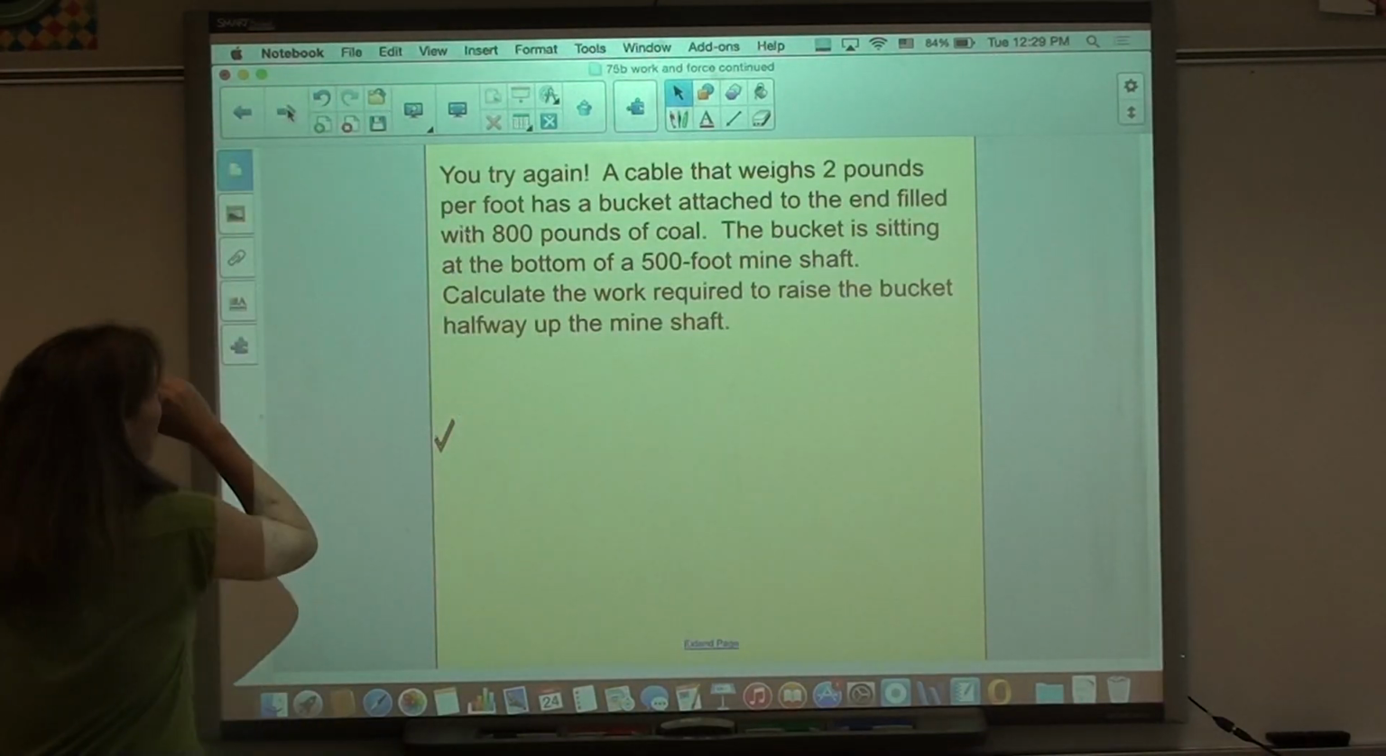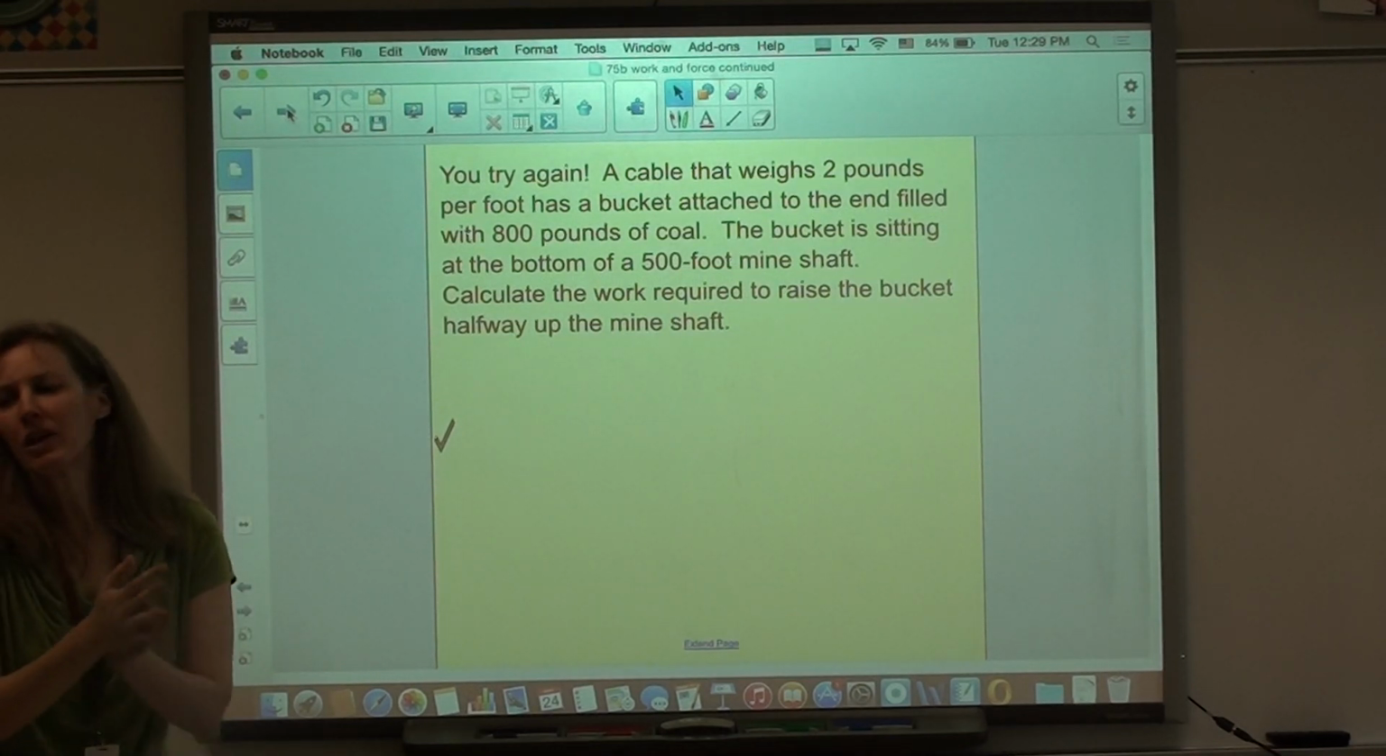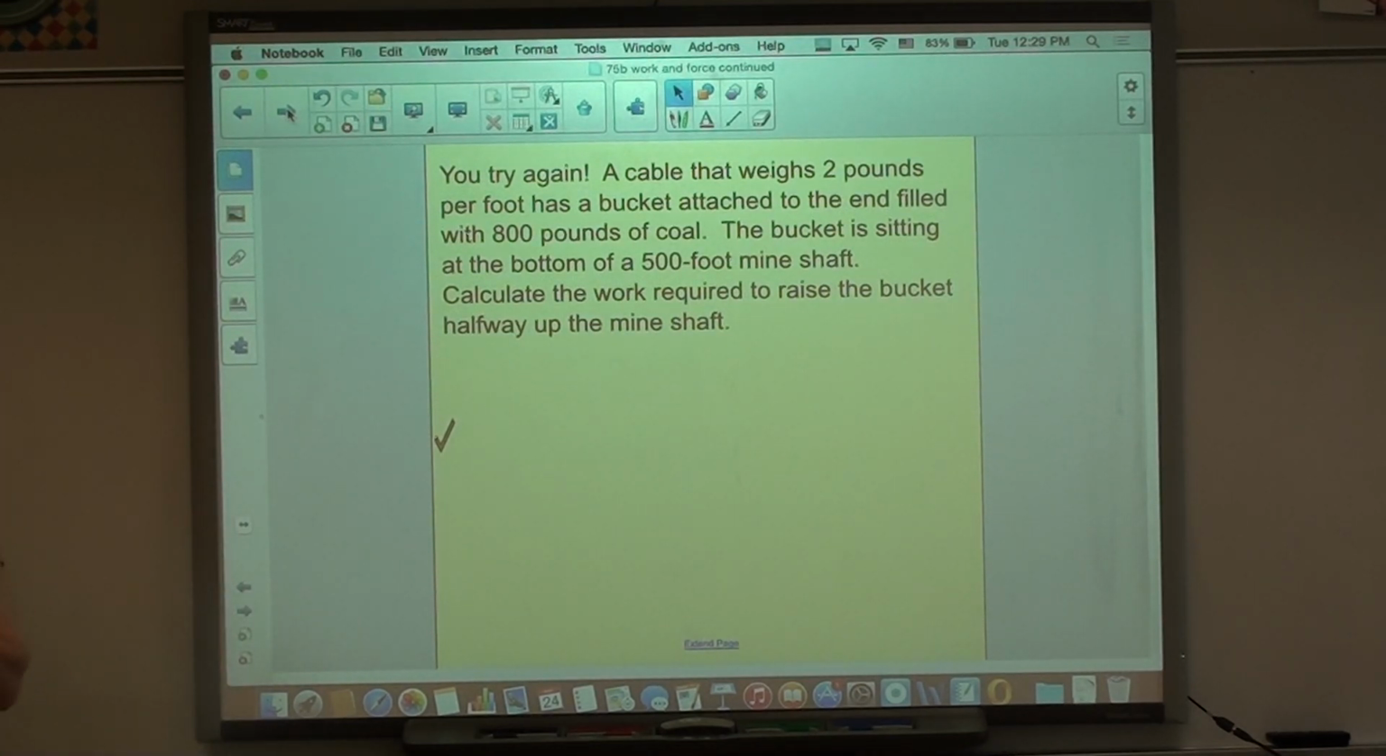Okay. All right. Here we go. A cable that weighs 2 pounds per foot has a bucket attached to the end filled with 800 pounds of coal. The bucket is sitting at the bottom of a 500-foot mine shaft. Calculate the work required to raise the bucket halfway up the mine shaft.